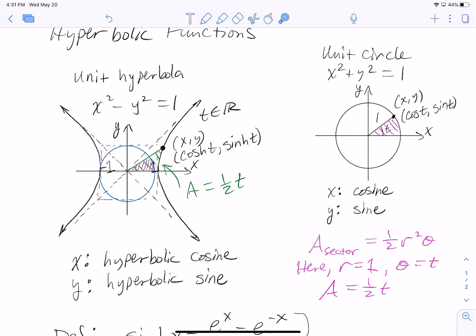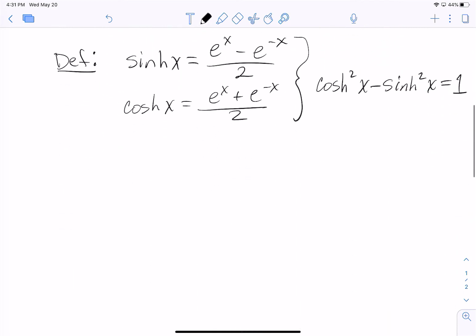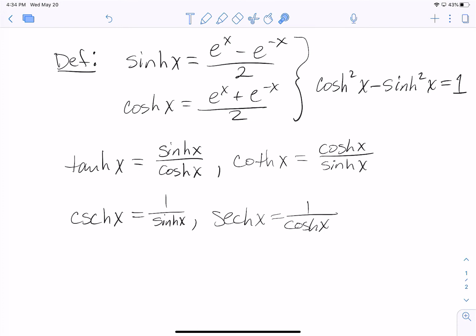We can define other hyperbolic functions, and they go the way you would expect. The hyperbolic tangent of x is defined to be the hyperbolic sine of x divided by the hyperbolic cosine of x. Likewise, the hyperbolic cotangent of x is the hyperbolic cosine of x divided by the hyperbolic sine of x. And we have reciprocal identities as well, with the hyperbolic cosecant of x and the hyperbolic secant of x playing the same role as they would with trigonometric functions.